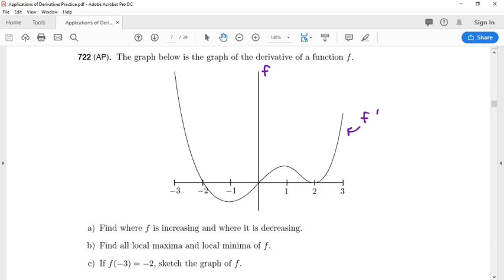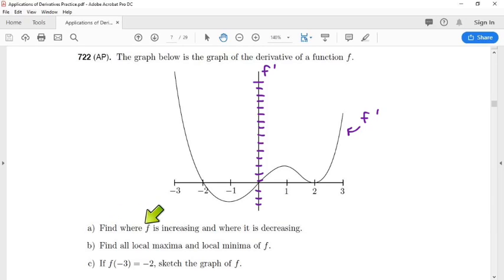All the y numbers on this curve are the slopes of f. So that means when f prime is below the x-axis, what are the slopes of f? They are all negative, which means it makes a lot more sense now when you come to this.